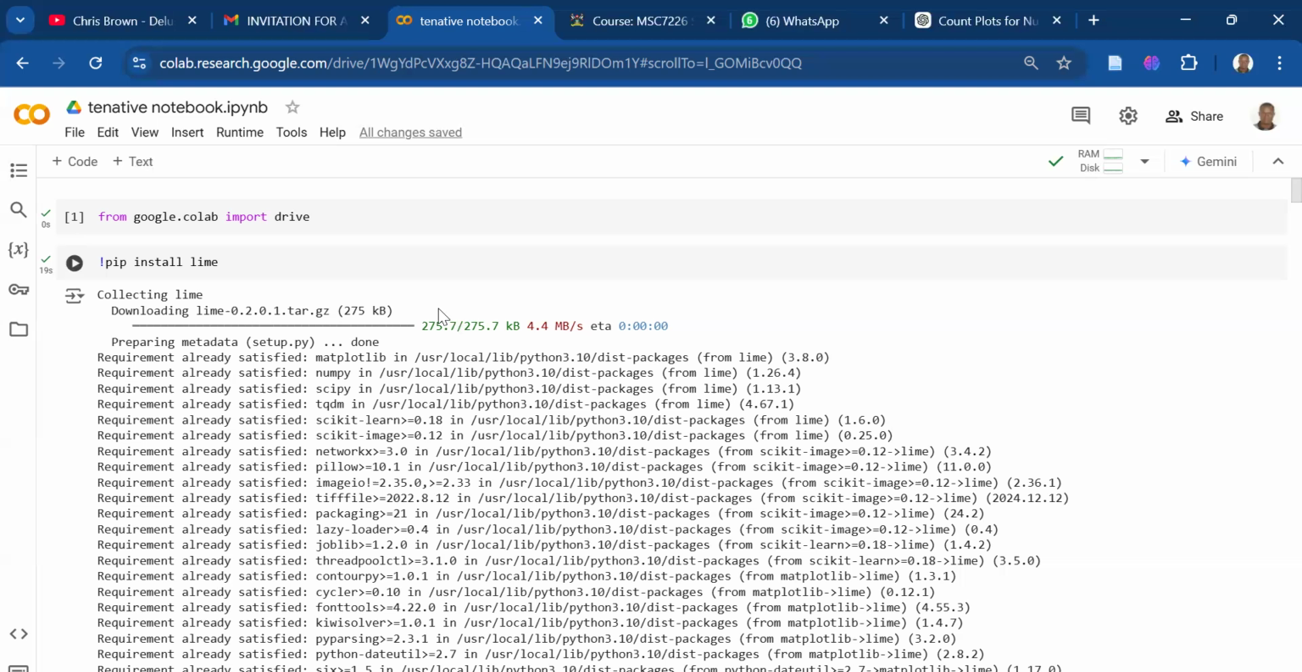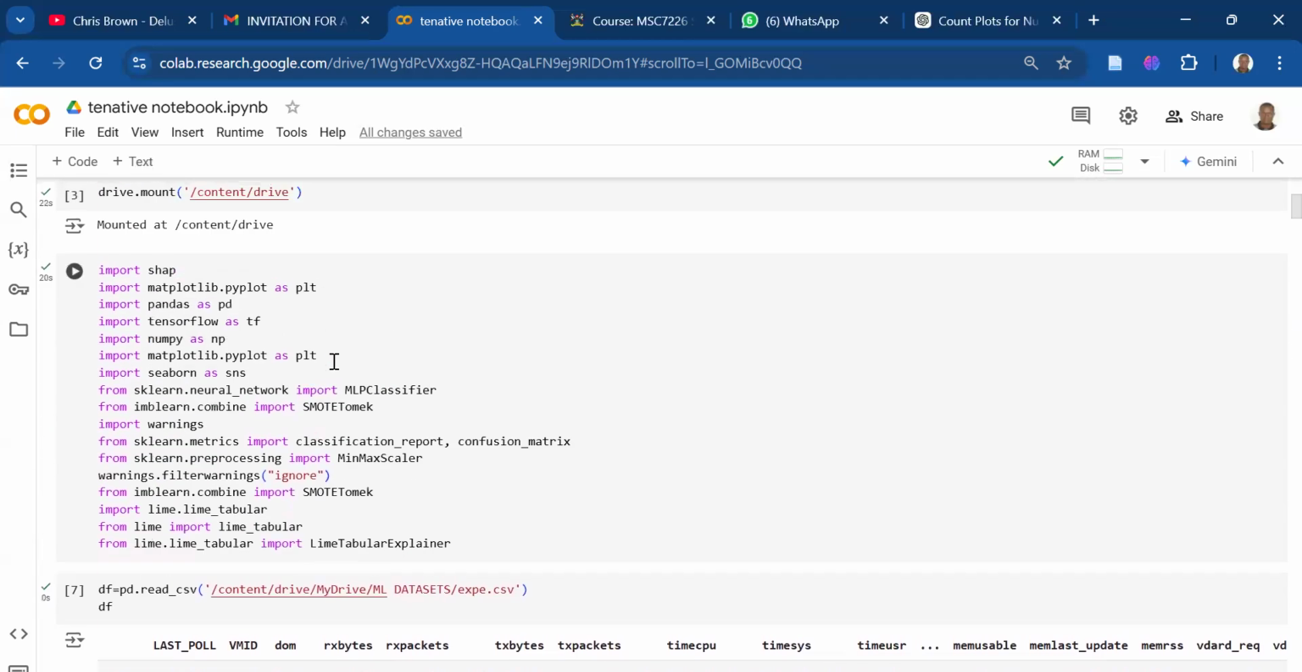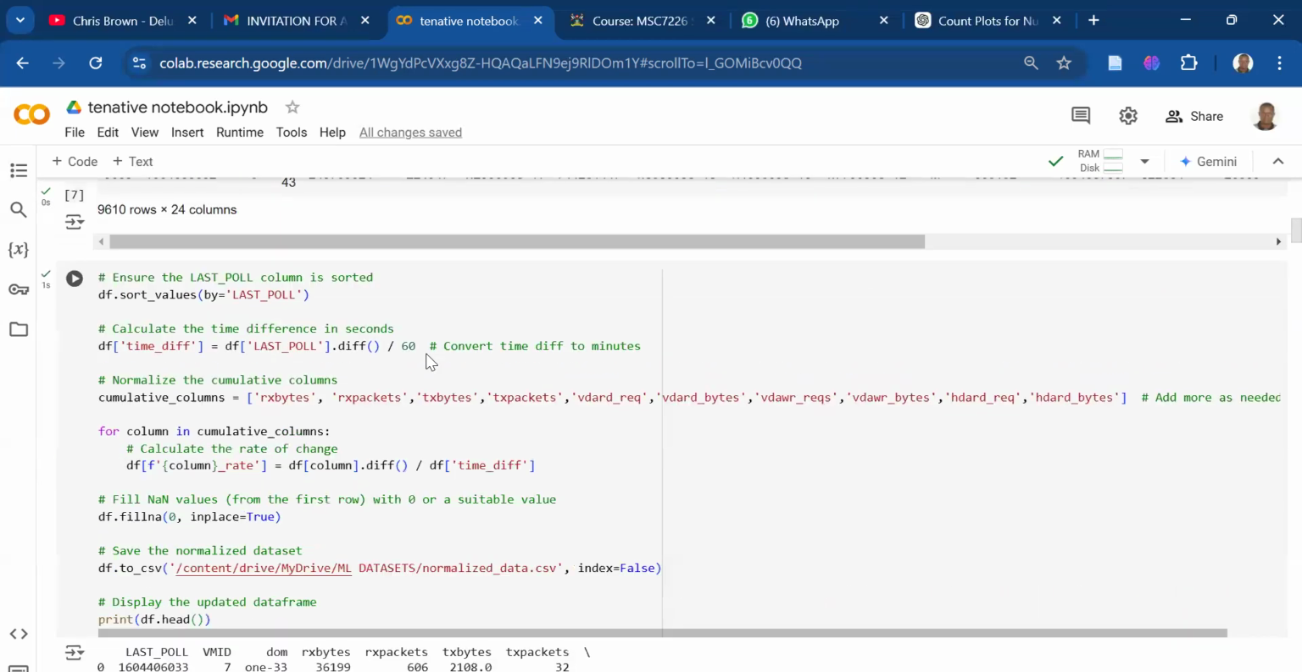But now this is a notebook. It's a tentative notebook. I'm trying out things here and there, but this is so far what I've tried to come up with. I imported the data sets. These are the various libraries which I used.